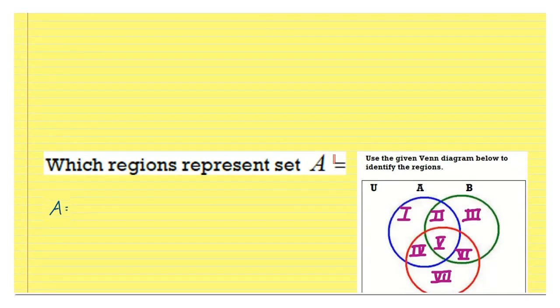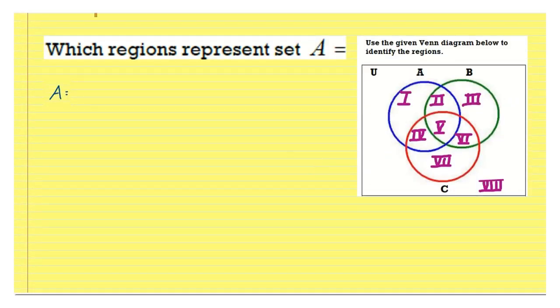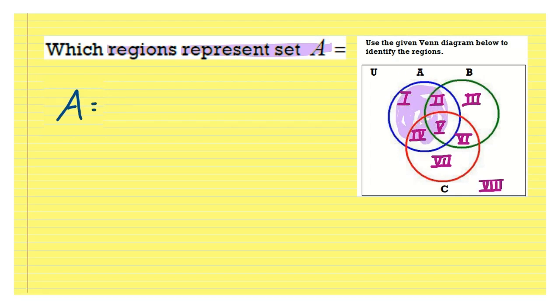Let's see if we've got one more question. I think we have 2 more questions here. Okay, so this one right here says, which represent set A? Well, this one's actually going to be quite simple. All we have to do is just figure out what is in A. Well, what is in A? It's everything in the A circle, so it would be all of those regions.